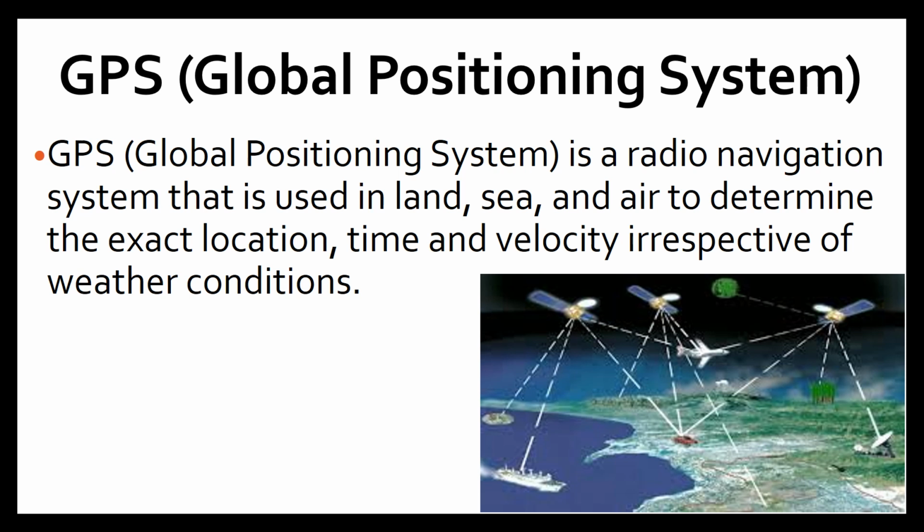So, what is GPS? The Global Positioning System is a radio navigation system that is used on land, sea, and air to determine the exact location, time, and velocity irrespective of weather conditions. You can easily find a GPS system in your car, your smartphone, and your watch.